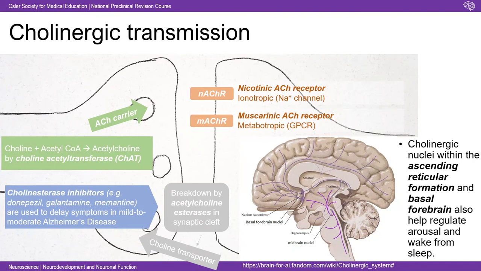And similar to the monoamines we've just met, cholinergic nuclei are part of this reticular formation, as well as noradrenaline and serotonin, and these send these diffuse connections up into the cortex, which help regulate wakefulness and in particular arousal from sleep.